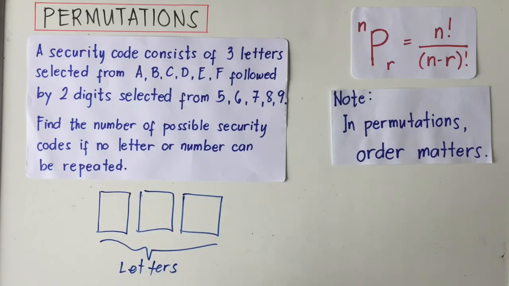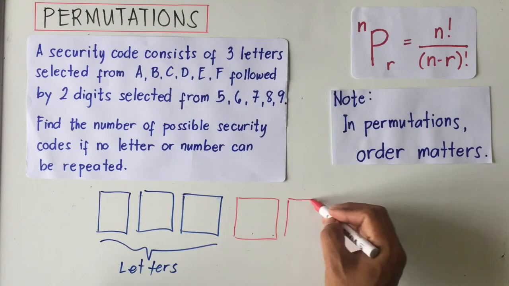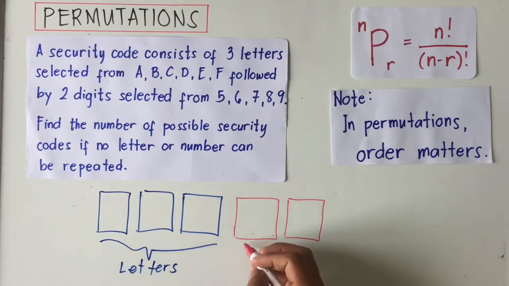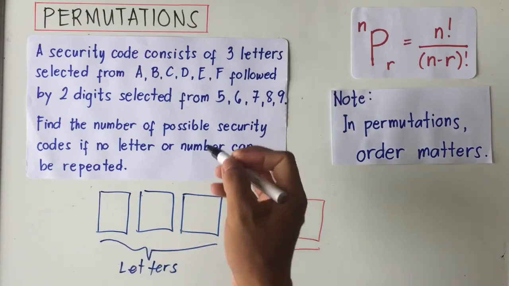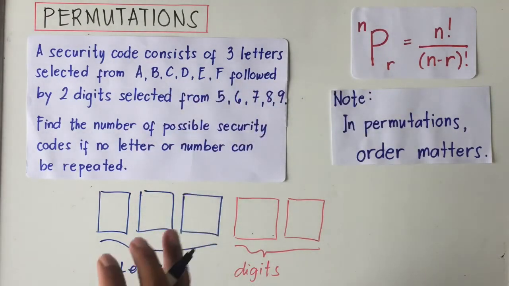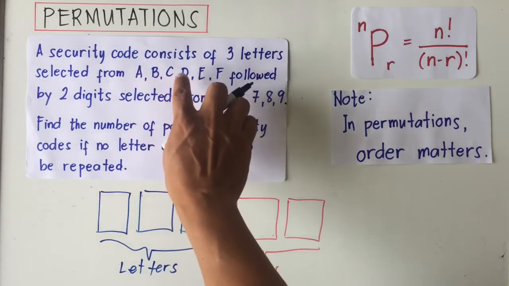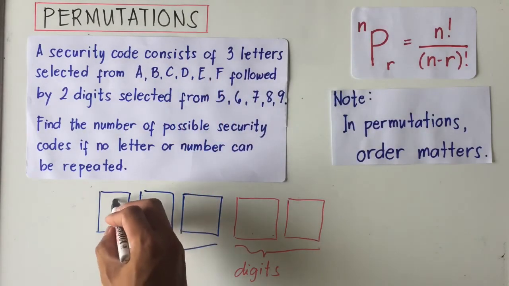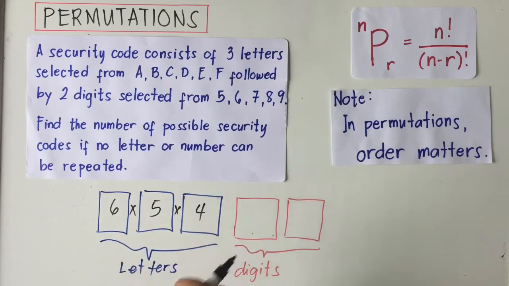And then we'll have the digits. How many? Should be 2. These are for the digits. If you notice again, how many choices of letters do I have? There are 1, 2, 3, 4, 5, 6. So I'll put in 6 times 5 times 4.